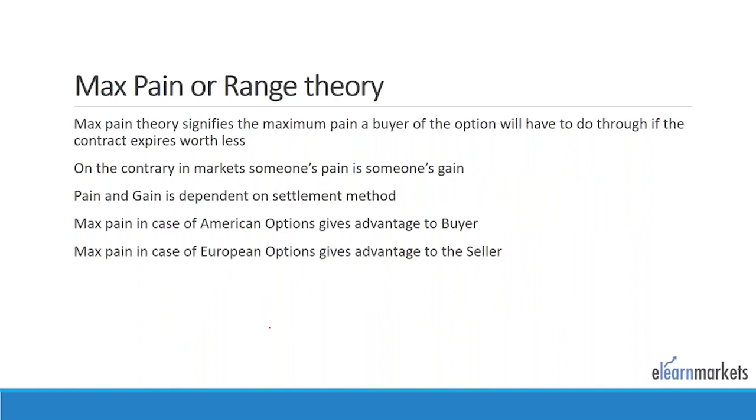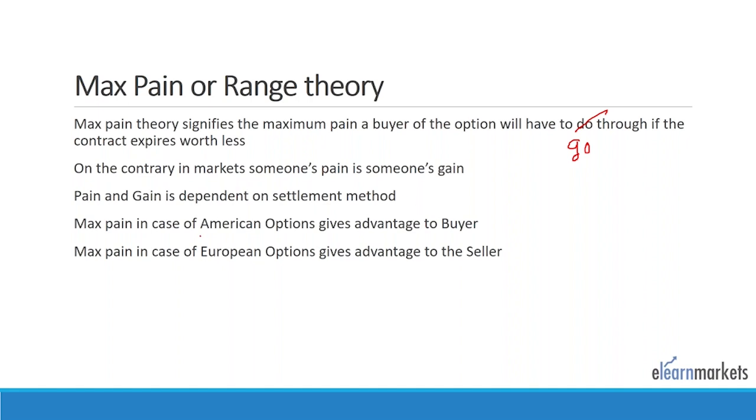You must have gone through options and you must have heard this term Max Pain. What is the Max Pain or range theory when it comes to options? Max Pain theory signifies the maximum pain a buyer of an option will have to go through if the contract expires worthless. On the contrary, in markets, someone's pain is someone's gain. So pain and gain is dependent on the settlement method.